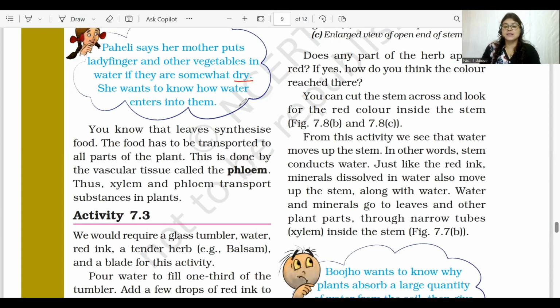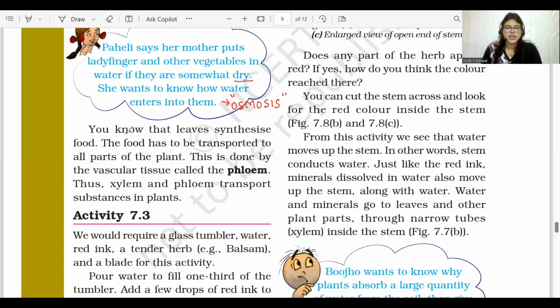They do not have xylem, but water enters inside the fruit or vegetable through a process called osmosis. It is a process of water movement that you will be learning in higher grade very soon. ये process को कहते हैं osmosis. It is a kind of movement of water from higher water potential to lower water potential.